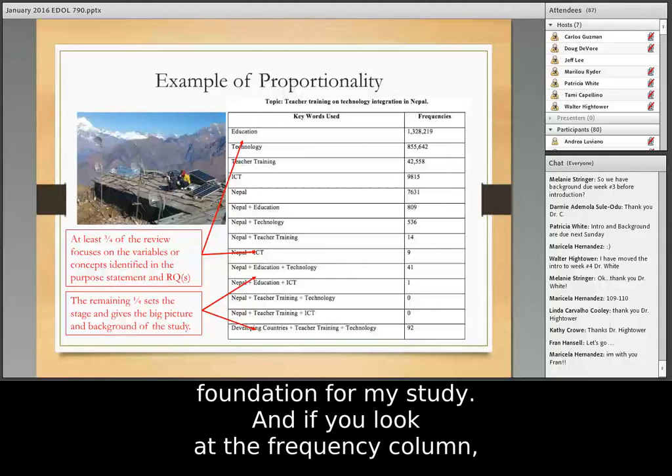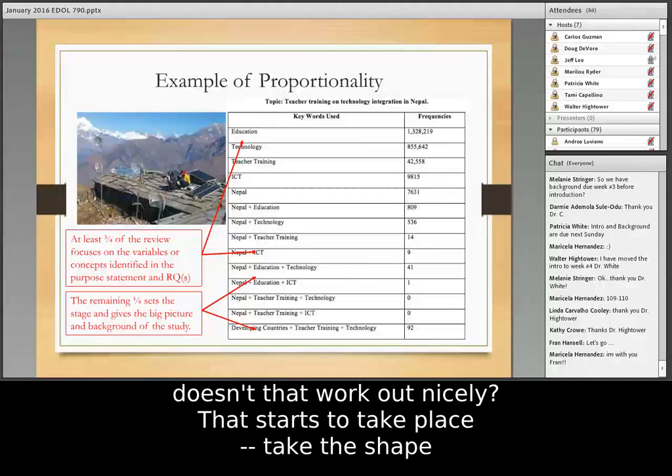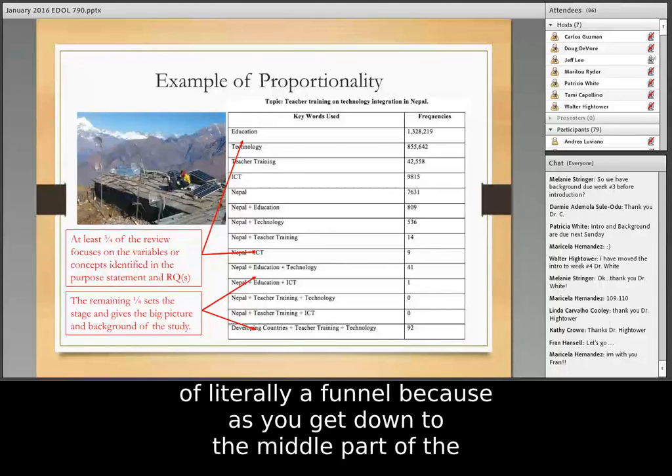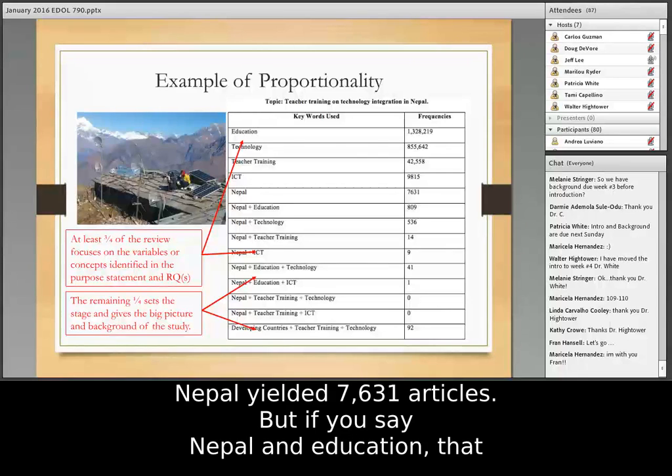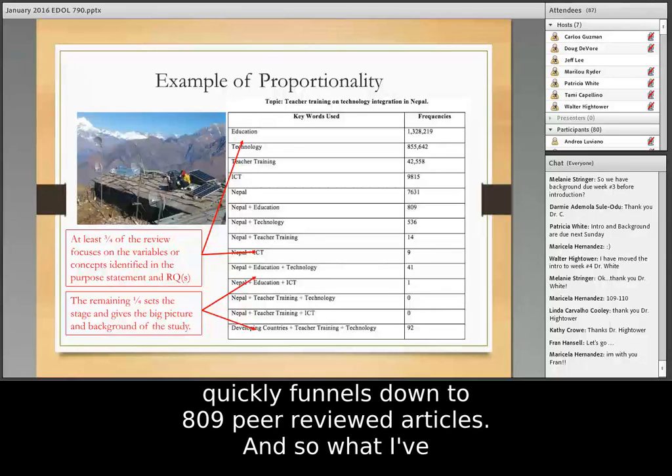And if you look at the frequency column, doesn't that work out nicely? That starts to take shape of literally a funnel, because as you get down to the middle part of the funnel and you start playing around with combinations of words, right? So Nepal yielded 7,631 articles, but if you say Nepal in education, that quickly funnels down to 809 peer-reviewed articles, right?